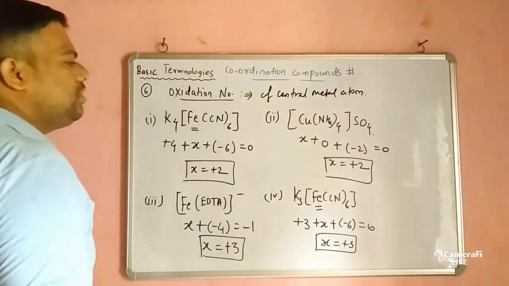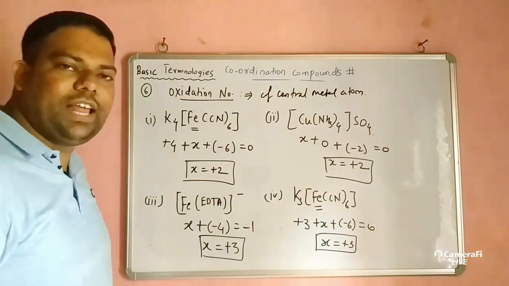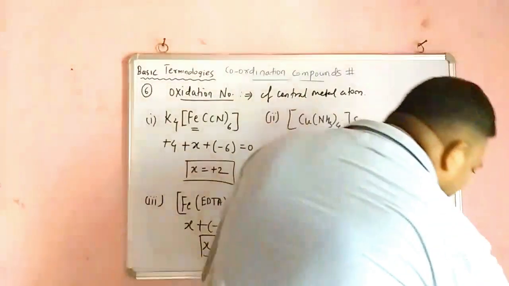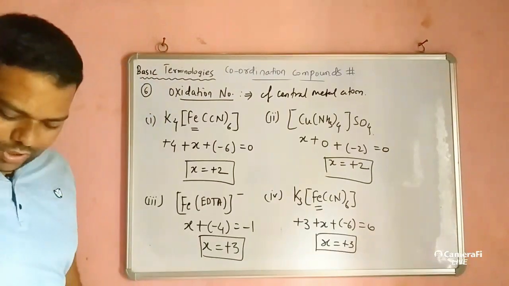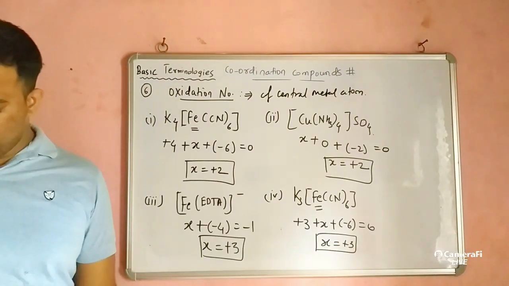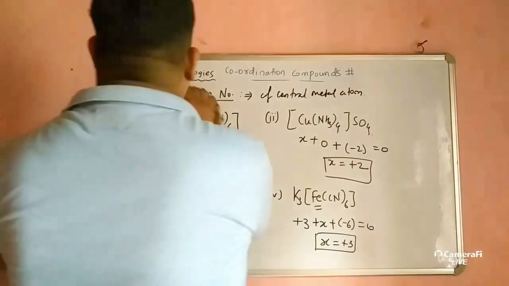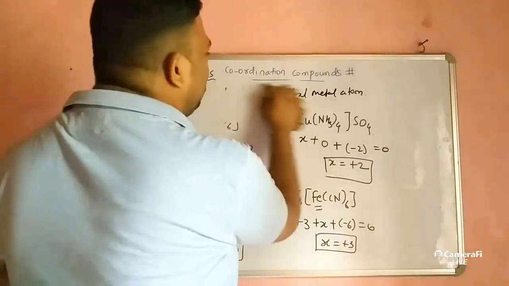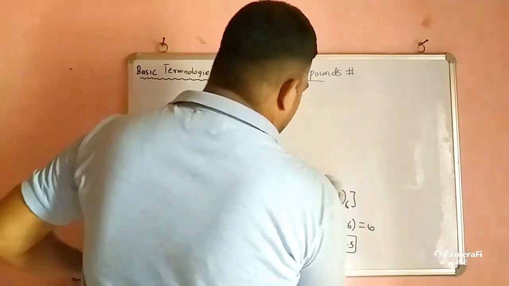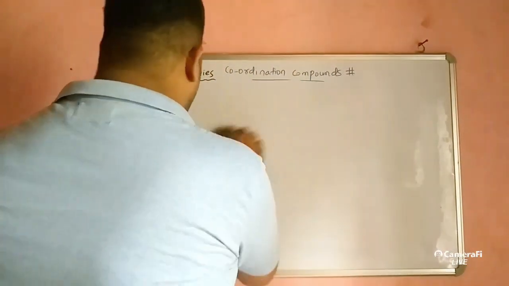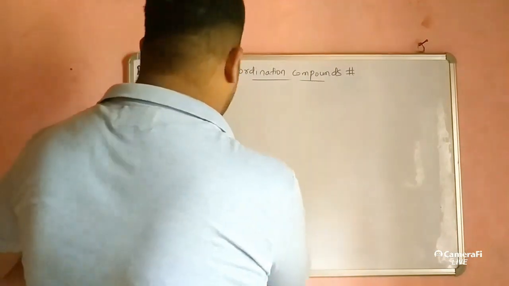So these are very much important, so like that we can calculate oxidation number, understood? I hope you understood all this. Okay, so we will move to the next. These are our oxidation numbers. I hope you wrote them in your notes. You have to revise this frequently.